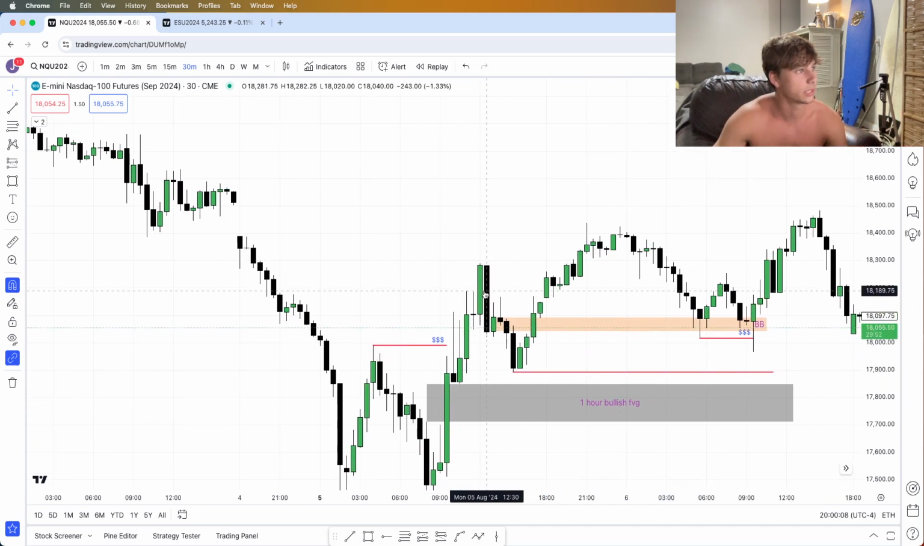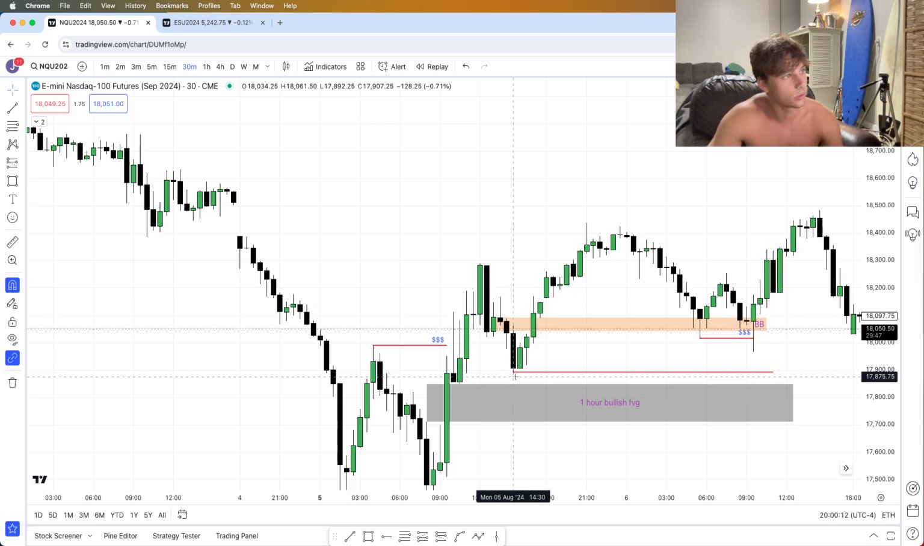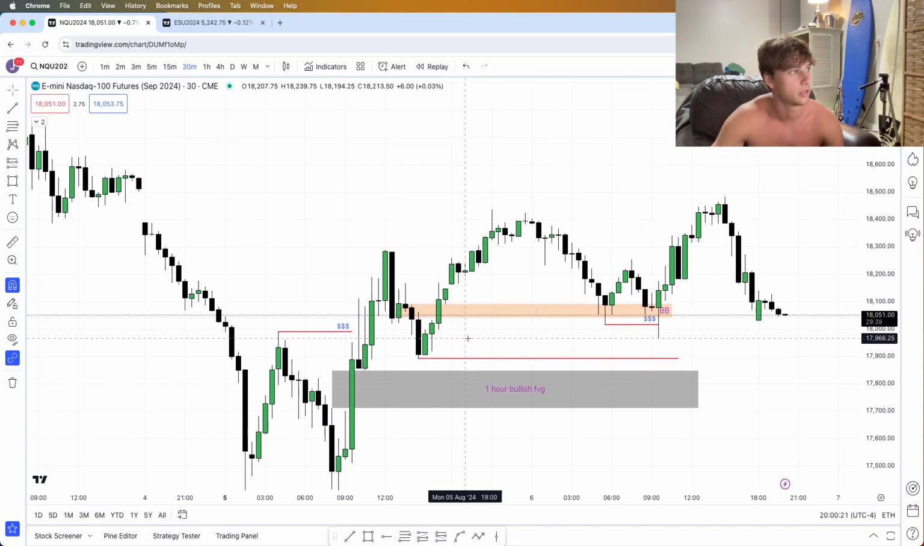So this is a breaker block, and the reason, or at least why I consider one, is we have a swing low, a swing high, a lower low, and a higher high when we came down. So we didn't really purge liquidity, so it's not as valid. So I guess not really valid. But this is like a failed order block, right?